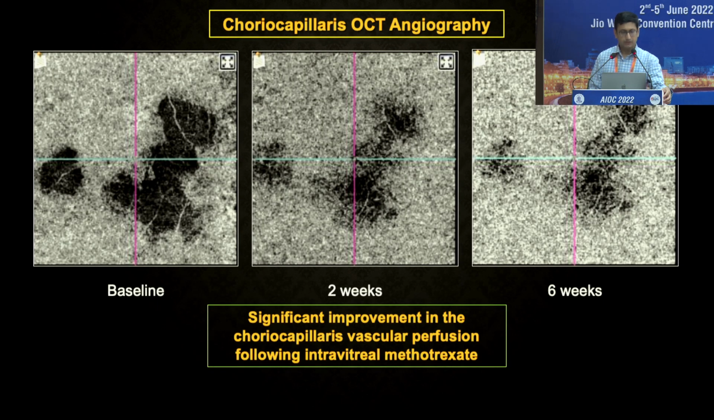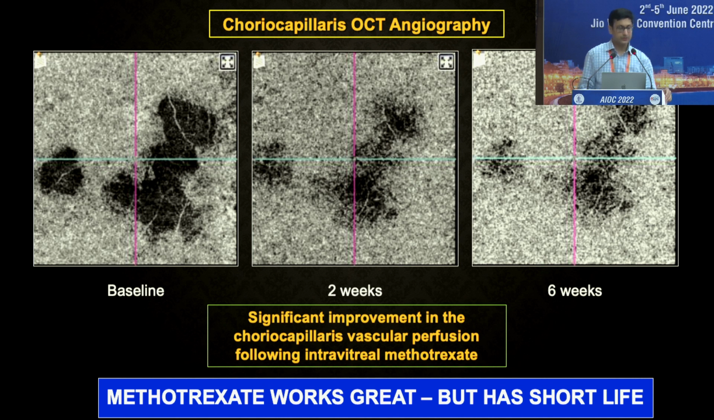The OCT angiography, of course, always shows you something, and at 6 weeks it shows you there is some disturbance in choriocapillaris, but of course we may not give it so much significance. The patient is happy and the disease is healed. So the ultimate word is that methotrexate works great. The only problem with methotrexate that we have is it works for a short time.